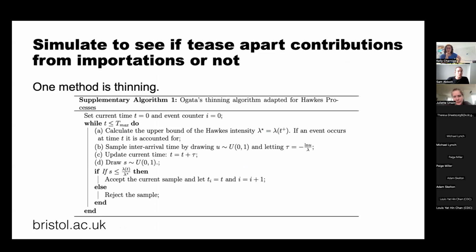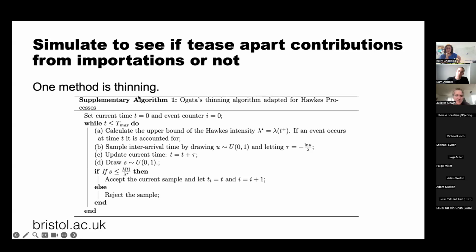As I alluded to, you can also simulate from these parameter distributions. We used simulating to tease apart the contributions from background and the kernel terms, because you can simulate from just the background term, and you can simulate from the whole process.